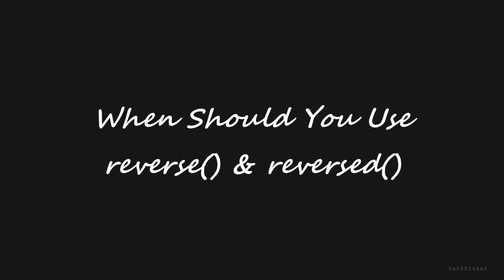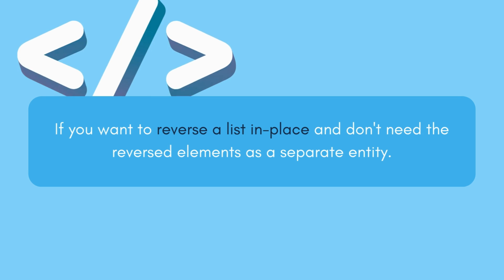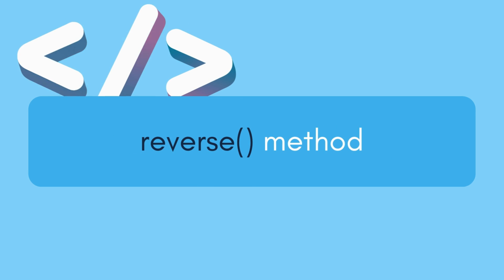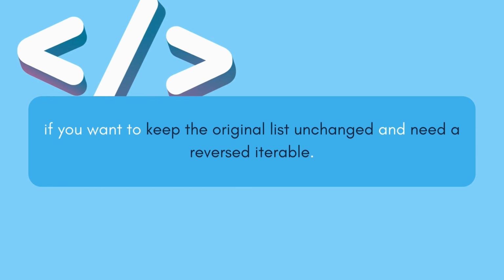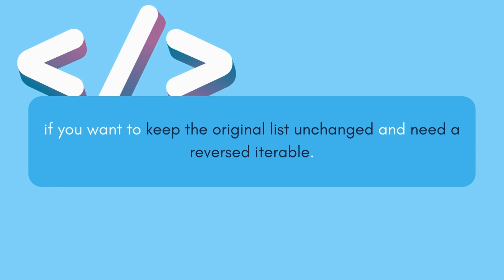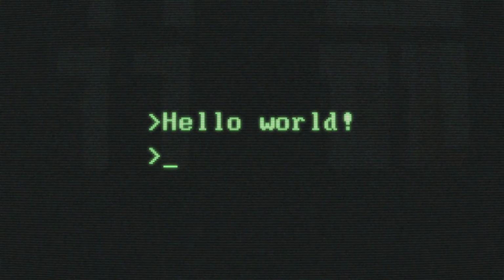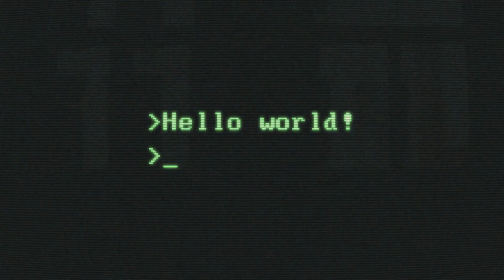So, when should you use reverse, and when should you use reversed? If you want to reverse a list in place and don't need the reversed elements as a separate entity, go for reverse. On the other hand, if you want to keep the original list unchanged and need a reversed iterable, opt for reversed. I hope this clears up the confusion around reverse and reversed in Python.